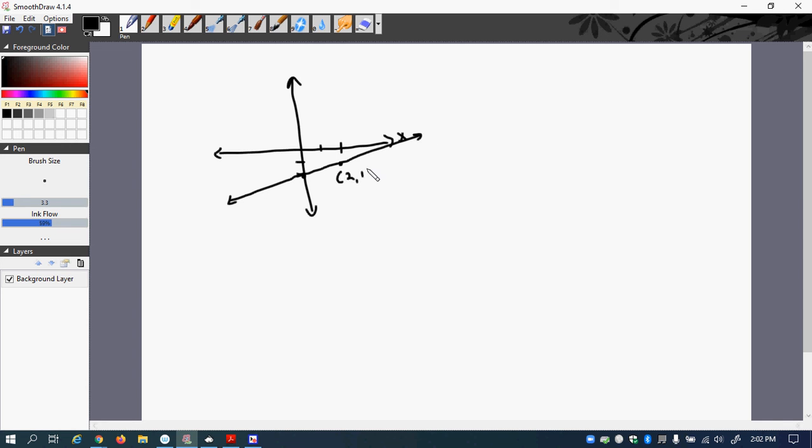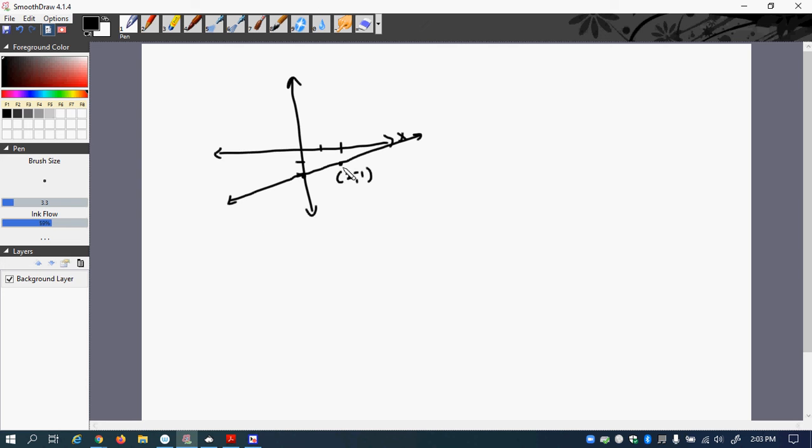So (2, 1). Okay. Well, that should be negative 1, sorry. So let's fix that. That should be negative 1. So typically you're going to be given a line and you have to find points on the line, and so I found a point on the line, (2, negative 1). And so now I could come up with the slope-intercept form.